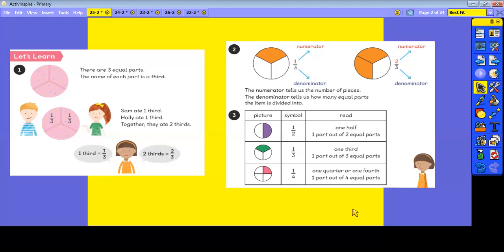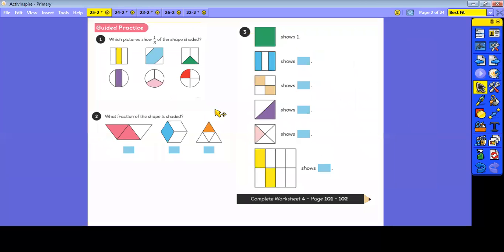Okay, children, I hope you can remember those words, numerator and denominator, and what they mean, what they represent. Okay, so try and remember those 2 new words. Then we move on to guided practice. Question 1. Which pictures show 1/3 of the shape shaded?